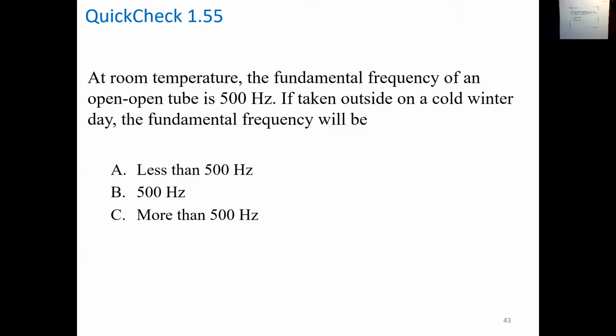All right, so let's look at an example question. Take a moment and read this one. Make sure you jot down your answer. If you have a buddy, go ahead and pause the video and discuss it with your buddy.